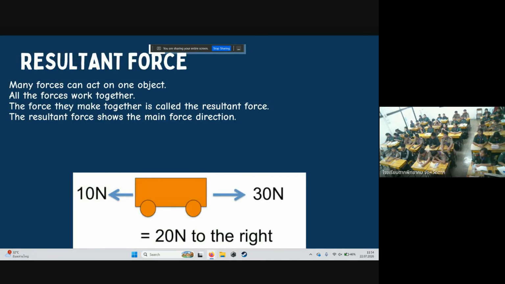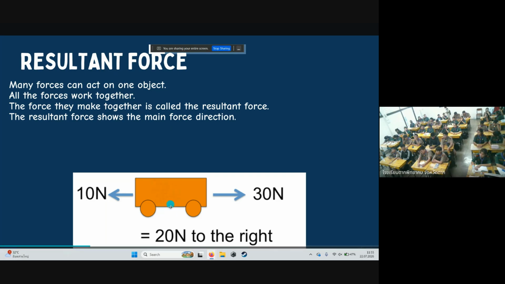Now, there can be more than one force affecting an object. The combination of these forces is called a resultant force. Many forces can act on one object. All the forces work together, and the force they make together is called the resultant force. The resultant force shows the main force direction.